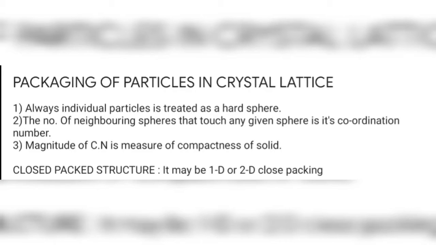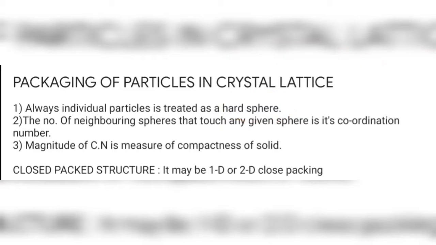So let's start. As you know, a crystal lattice is a solid structure, and in a solid structure the particles are packed very close to each other. So in this also the particles will be packed very close to each other. As you can see in the first point, the individual particle is always treated as a hard sphere. Each particle will be treated as a hard sphere. And the second point: the number of neighboring spheres that touch any given sphere is its coordination number.